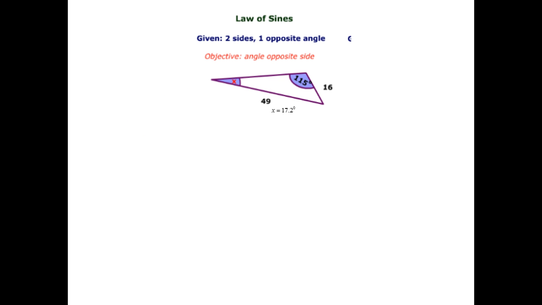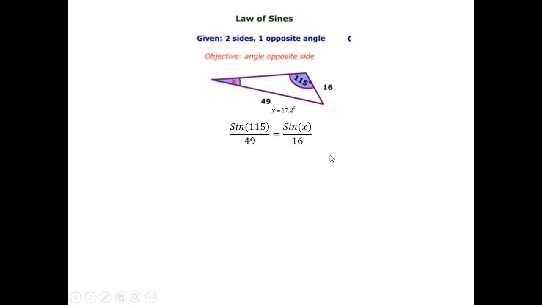Here's a case in point where it's very often used. Here's the end result: the angle is found. But of course, you have to go through the law of sines to find it. The law of sines works under two very specific conditions. Here's one of them: you have to have two sides and one opposite angle. So I have two sides, 49 and 16, and I have an opposite angle here, opposite 49. So I'm setting up my law of sines.